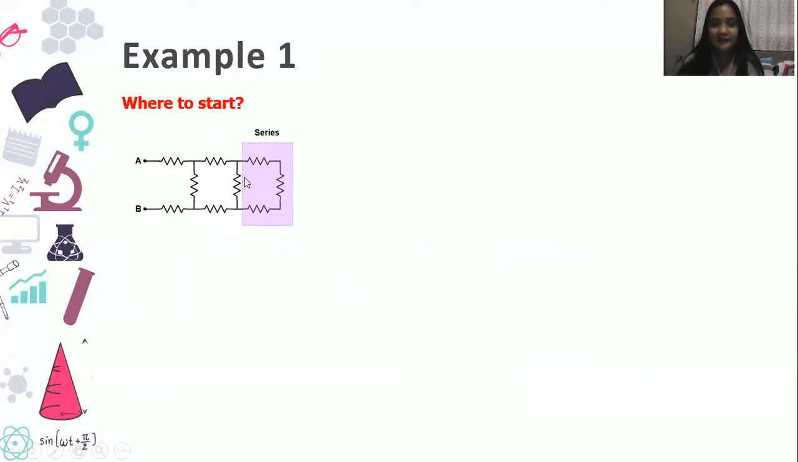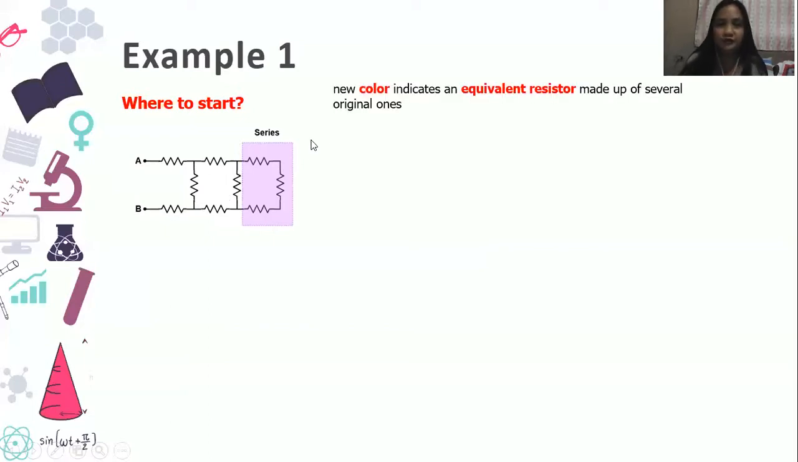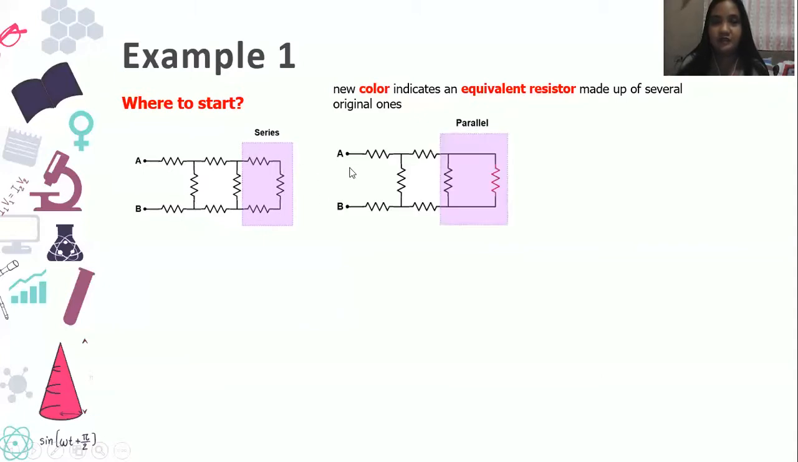So all you have to do is simplify them step by step. For this demonstration, what I did is for a new color, that indicates another equivalent resistance. And of course, that will be made of the original ones. So first, get that. That will be in series. Eventually, of course, that series connected resistance will become one branch. And of course, that would minimize this original to this one. So that becomes a parallel combination.